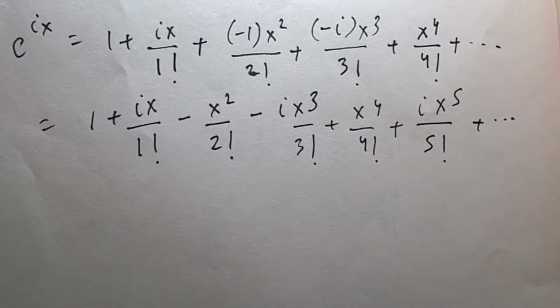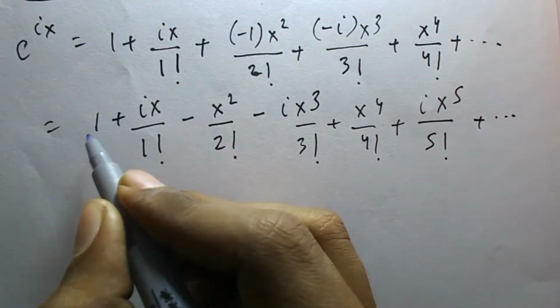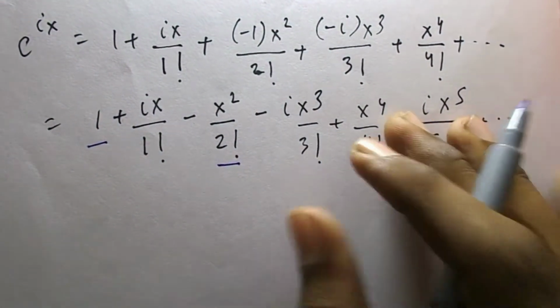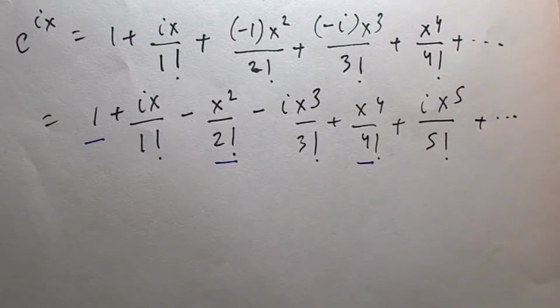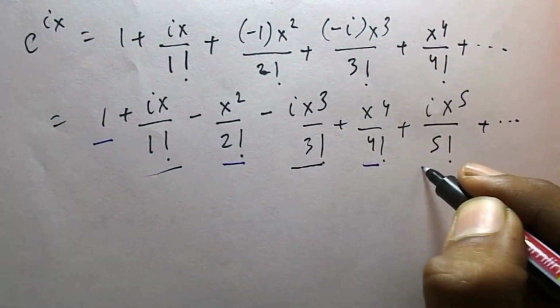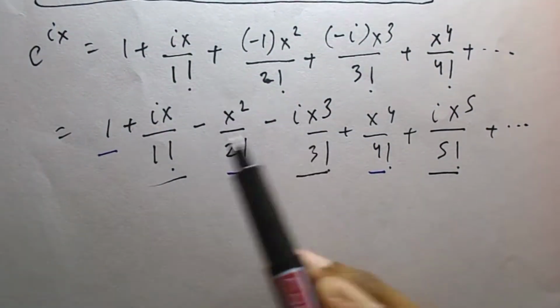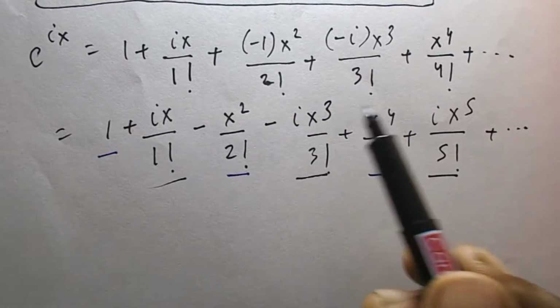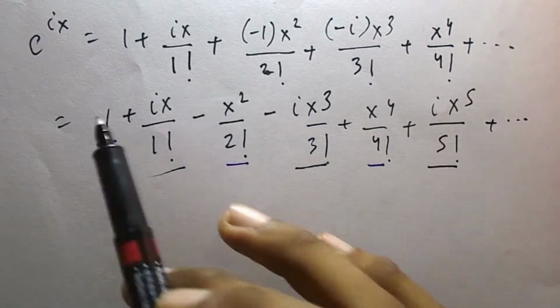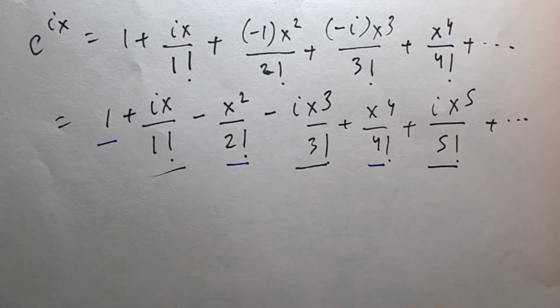Now if you see this term, it contains a real part, and then again a real part, and a real part, and so on. And it also contains an imaginary part, an imaginary part, and an imaginary part. So it contains one real part, then an imaginary part, and a real part, and an imaginary part, and so on. So what we can do is that we can group the real parts, and we can group the imaginary parts. So let's write them down separately.